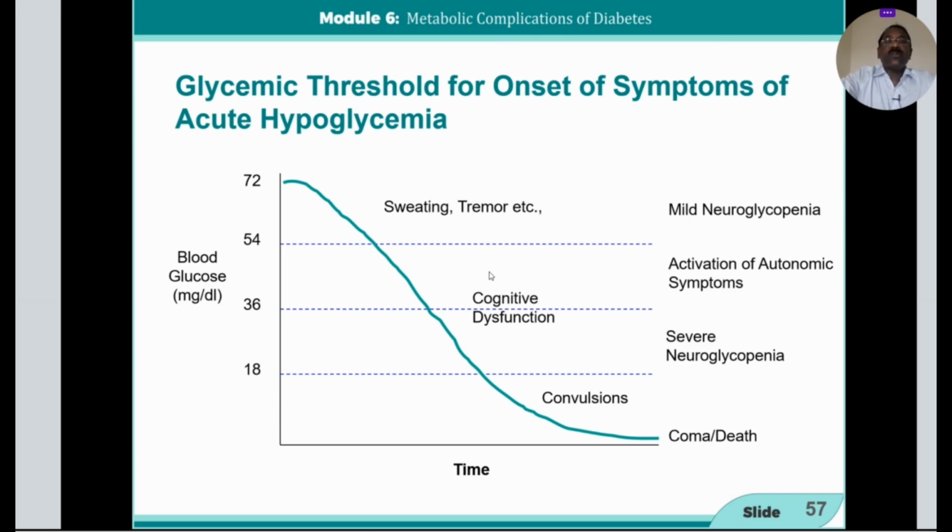See, this is the glycemic threshold for onset of the symptoms of acute hypoglycemia. Mild neuroglycopenia, sweating, tremors, activation of the autonomic symptoms, cognitive dysfunction; severe neuroglycopenia, convulsions, coma, death. Say the blood sugar is coming down from 72, your bookish hypoglycemia 72, when it touches 16 or 10, see the changes in the body. Mild neuroglycopenia, moderate or severe autonomic dysfunction. So there will be cognitive dysfunction, convulsions, and finally death is also possible in severe hypoglycemia.